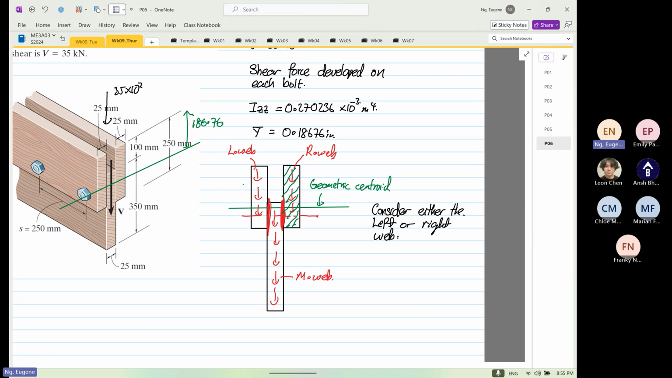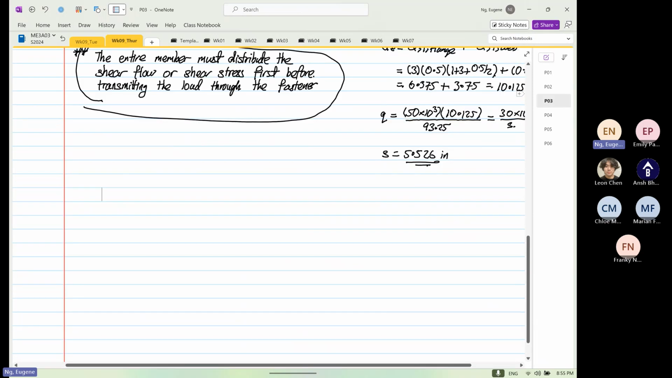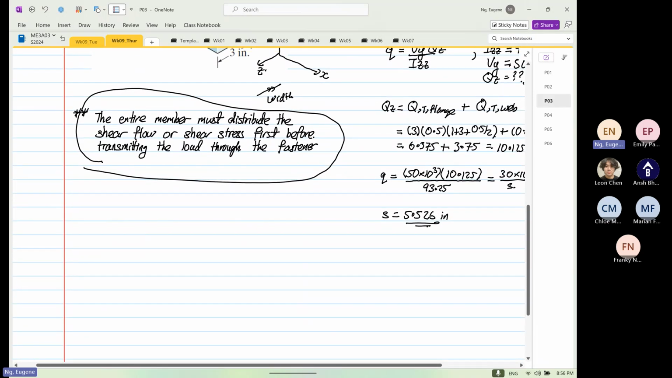But for this case, in longitudinal shear, in some cases, the first moment of area can cross the geometric centroid. Why? Because we have to obey the rules. Remember the rules that's really important: the entire member must distribute the shear flow.